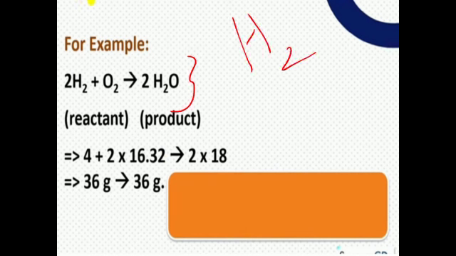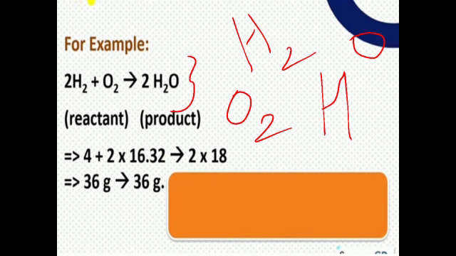H2 is a hydrogen molecule, and only H is a hydrogen atom. Similarly, O2 is an oxygen molecule, and only O is an oxygen atom. Here we have to consider the atomic mass of an atom, not the molecular mass.